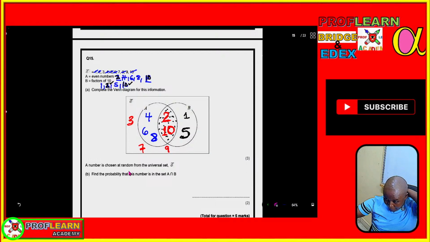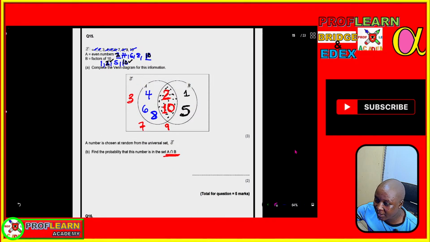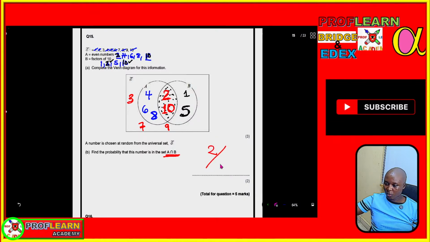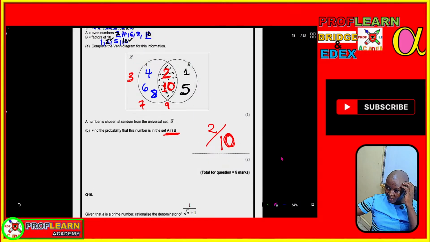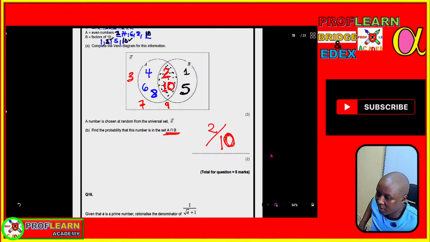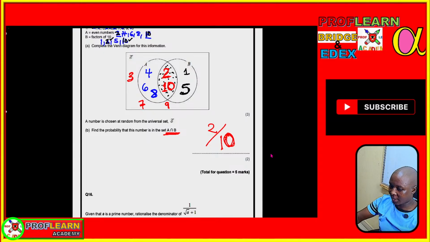Now find the probability that the number is in the intersection. How many are in the intersection? 2. So we say 2 over what? 2 over 10, because we have 10 numbers. So the probability is 2 over 10. So that is exactly what we are supposed to get.